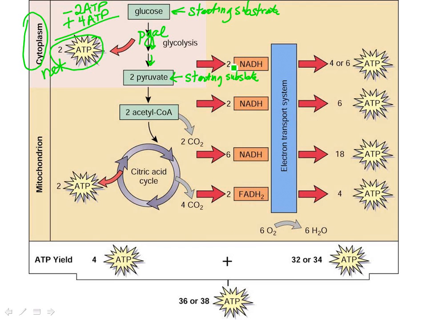It's pyruvate. Now remember we said that pyruvate was a 3-carbon molecule, and what we're going to do is oxidize that down to a 2-carbon molecule. So we're going to take away some carbon, we're going to take away 2 oxygens, and so this is where we're going to liberate that first 2 carbon dioxides, because we've got 2 molecules of pyruvate. Each one is going to lose a carbon dioxide molecule.